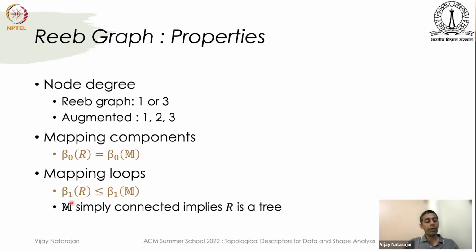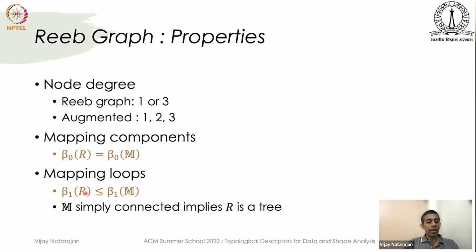The number of cycles in the Reeb graph R, which is written as Betti sub 1 or beta sub 1, is upper bounded by the number of tunnels in the domain. So the number of tunnels beta sub 1 is a very useful topological structure that is often studied in topology, right? This is called the Betti number with index 1.